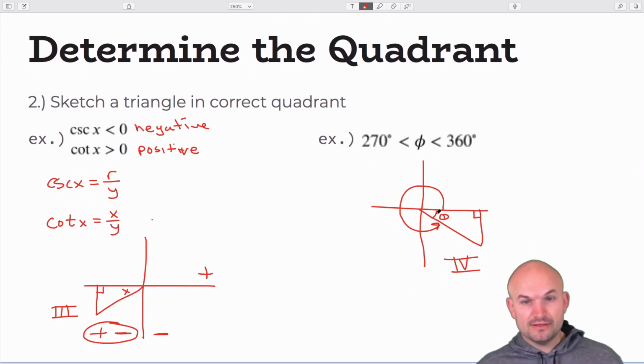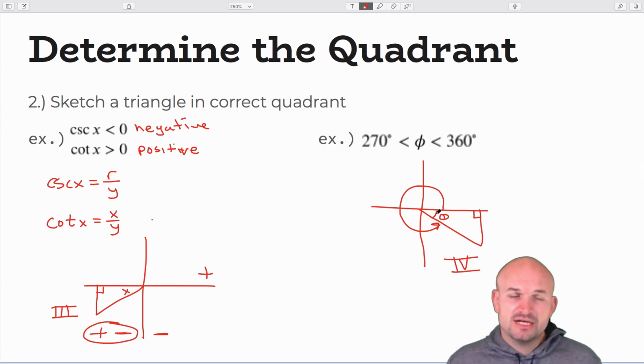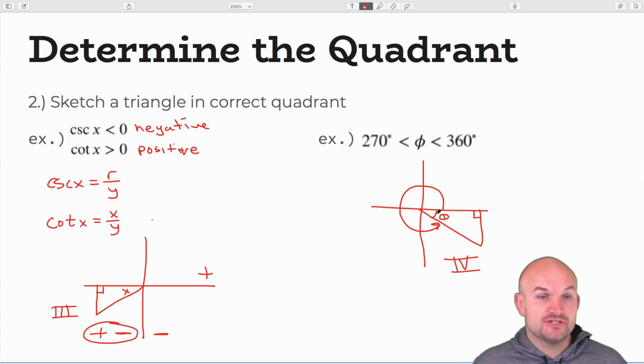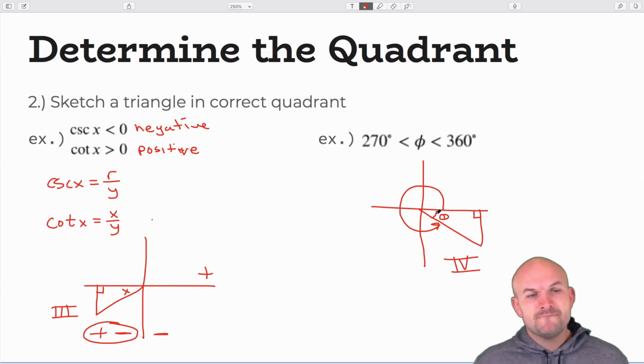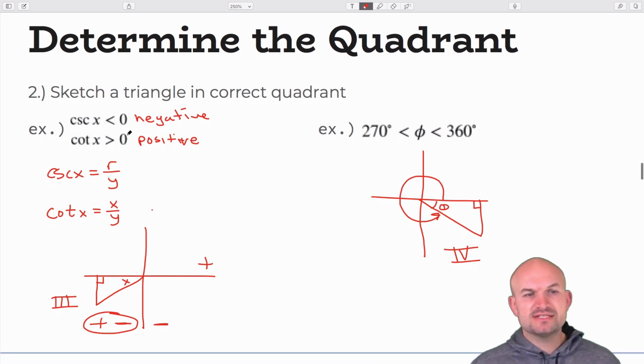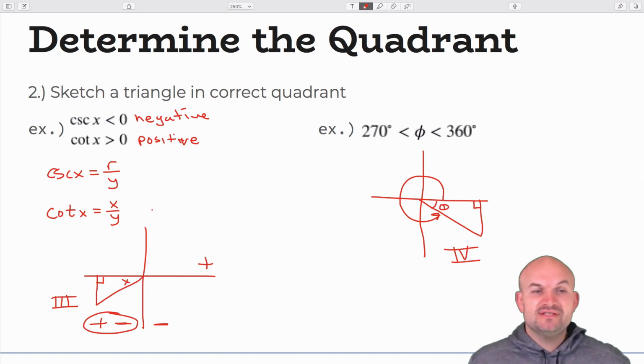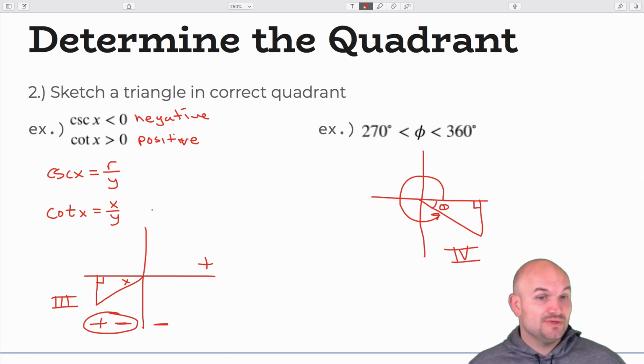So fairly basic, right? We have our 4-quadrant system, and we're just going to practice drawing the triangle in the correct quadrant. There's a couple different ways that I'll present students with them. The best way is just to tell them which quadrant the angle lies in. But a lot of times we're going to be given some trigonometric inequalities. So for instance, this one says cosecant of x, remember x in this case is the angle, cosecant of x is less than 0. Well, that's really just a fancy way of saying something is negative.